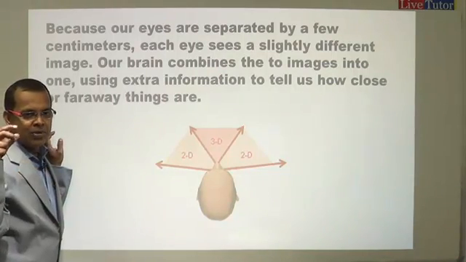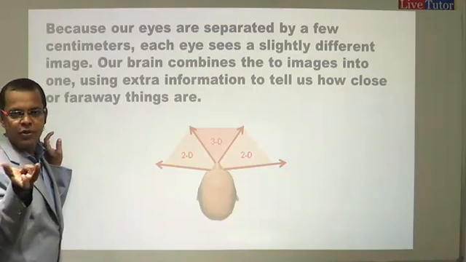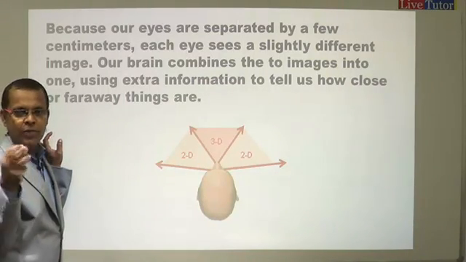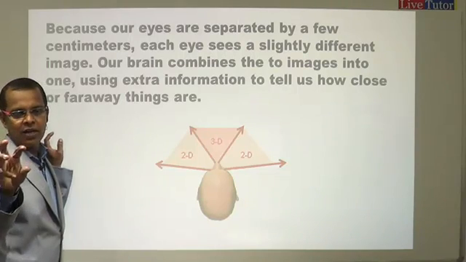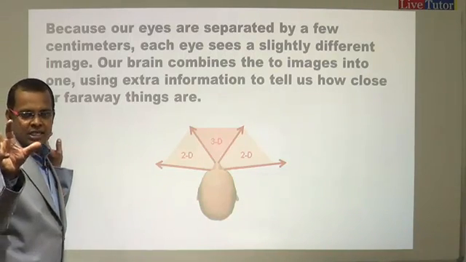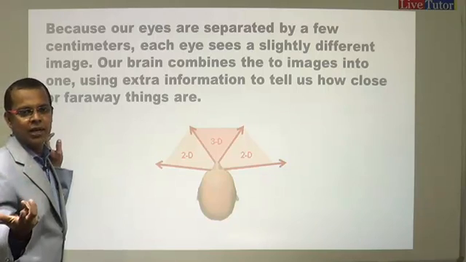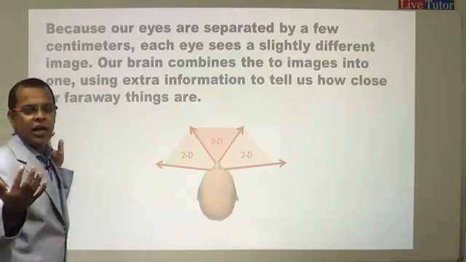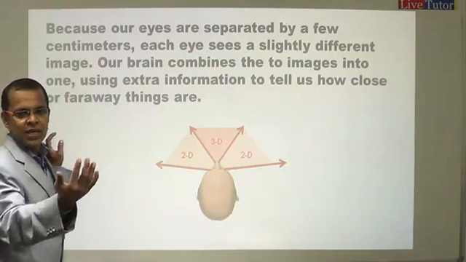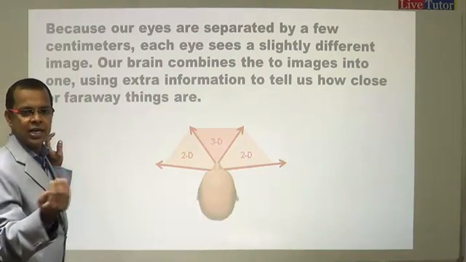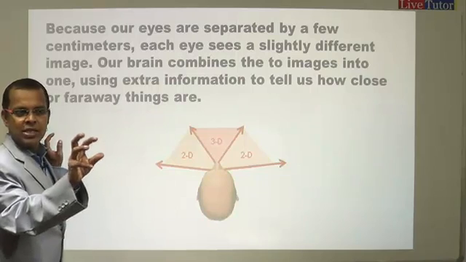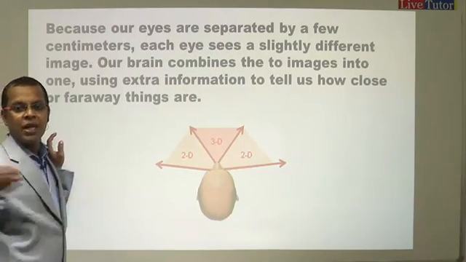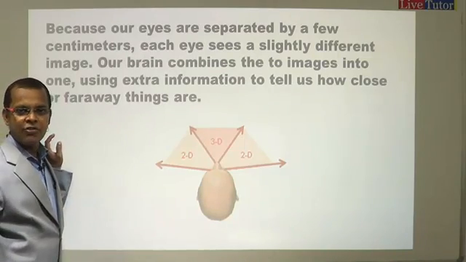But what happens when you are viewing an object, with both eyes viewing the same object, the image produced by each eye will be sent to our brain, so that the brain combines both the images into one and uses extra information, whatever it can perceive from the images. Because, as I said, one eye may see something very clearly, along with some extra information, while the other eye may not see that extra information.